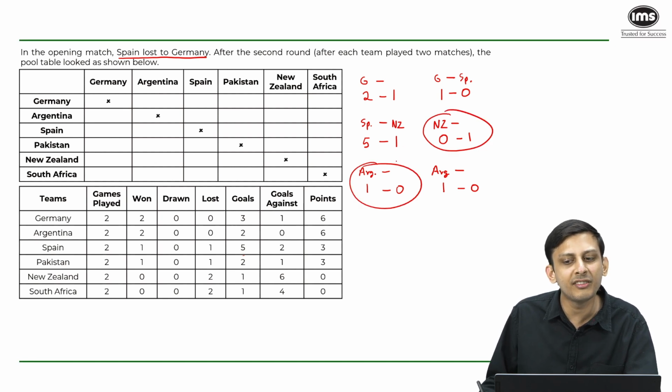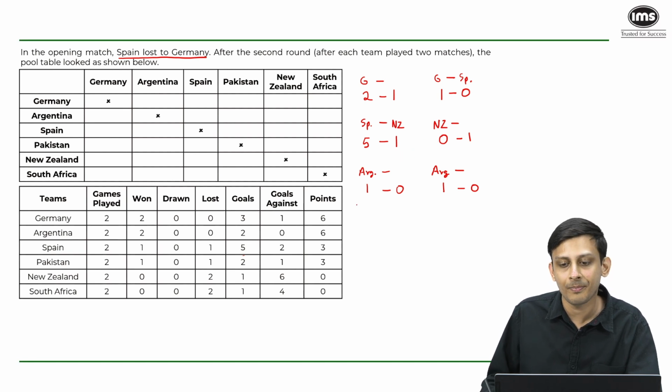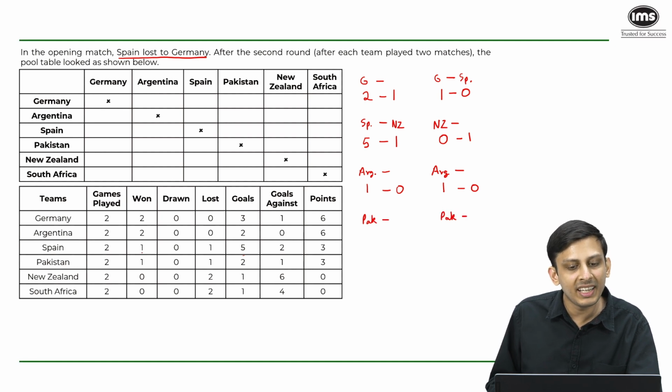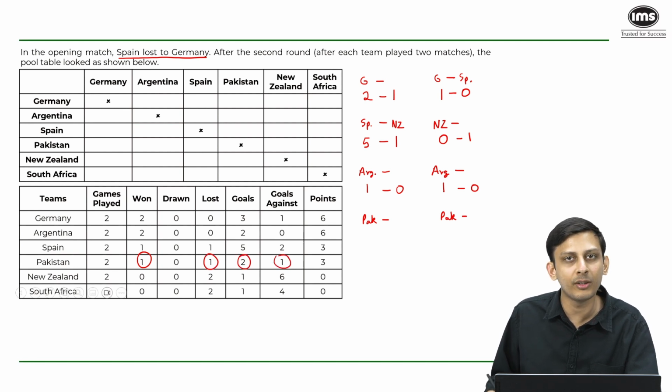Now, we can see that this match of New Zealand can be a match with Argentina, but we cannot just assume it right now. Let's try to explore a bit more. So if we now look at Pakistan, the 2 matches, Pakistan is winning 1 match, losing 1 match. It is scoring 2 goals in total and conceding just 1 goal in total.